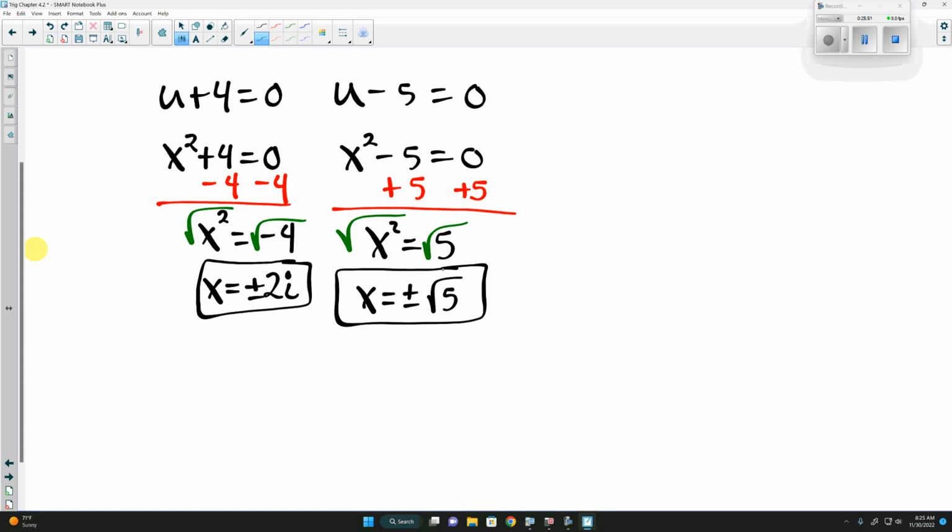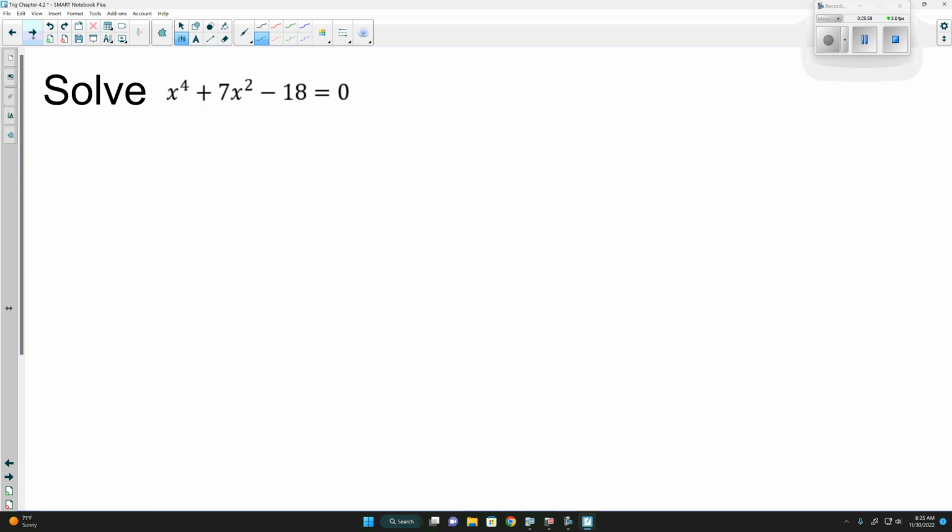Questions on any of this here? I have a feeling you might want to see another one of these. Luckily, I do have another one. And again, with this one here, we can use the u substitution to solve.